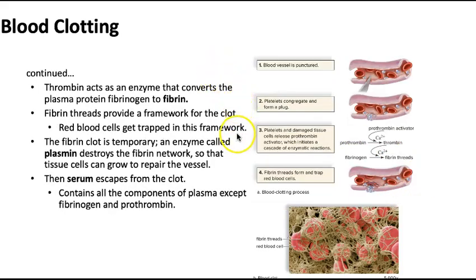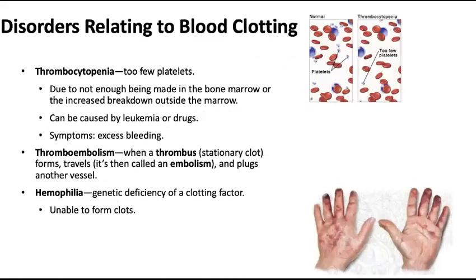Now, I mentioned a lot of this already, but that fibrin clot is just temporary, and we could see that clot nicely over here. Then there's an enzyme called plasmin that will destroy that fibrin network so that tissue cells can grow to repair the vessel. Then the serum can escape from the clot, and that contains all the components of plasma except for fibrinogen and prothrombin.